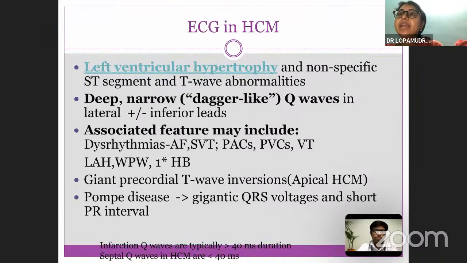Similarly, in ACM we will have a dagger-like QS. That is very specific for ACM: a deep, narrow, dagger-like QS. And in case of apical ACM, we can have giant precordial T wave inversions. In Pompe's disease, smaller kids might present with ACM. We have a gigantic QRS voltage with a short PR.